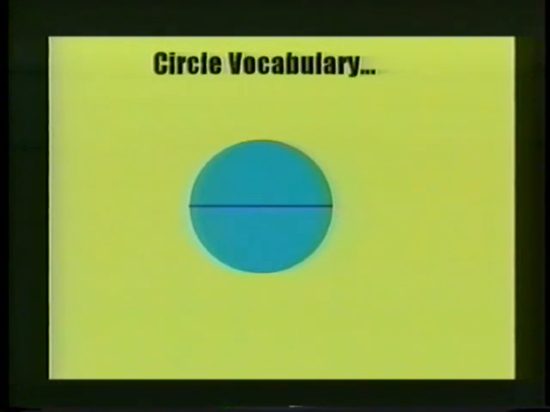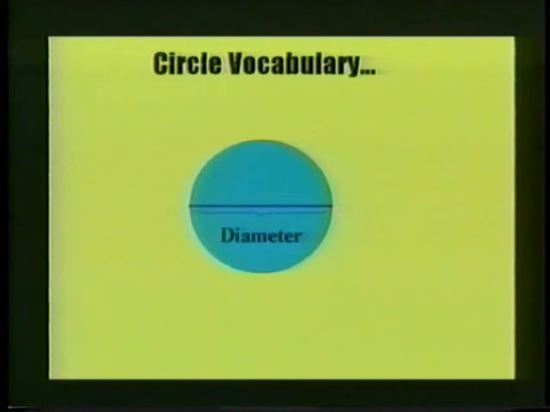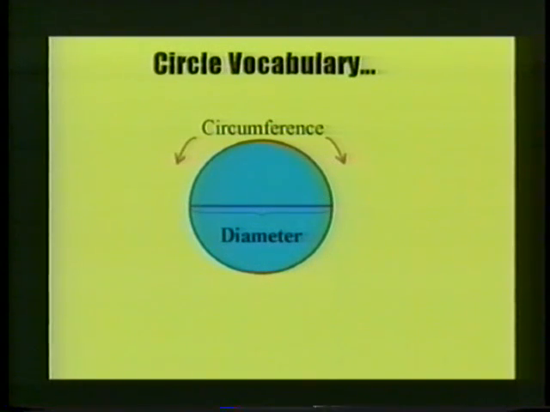Now, you can have many of those, but this one's special. This one goes through the center. Anything that goes from one side of the circle to the other and goes through the center is called the diameter. You'll need to know that. Now, half of the diameter, something that goes from the center out to a point on the circle, is called the radius. We're going to be more interested in that, actually, in our discussion. And there's one other thing out here. That's all the way around. That's called the circumference.